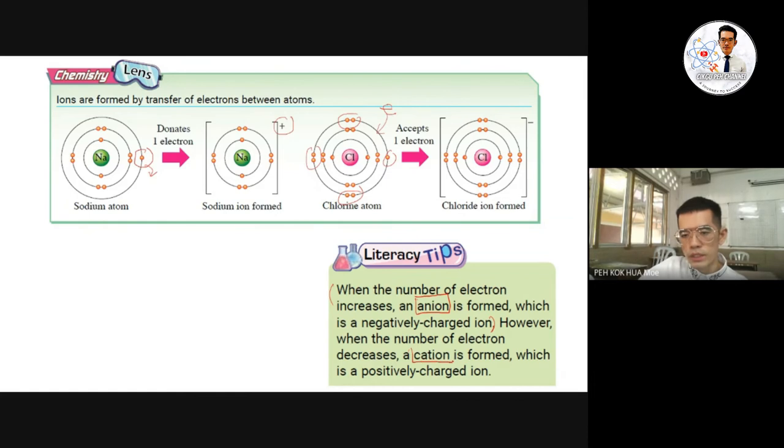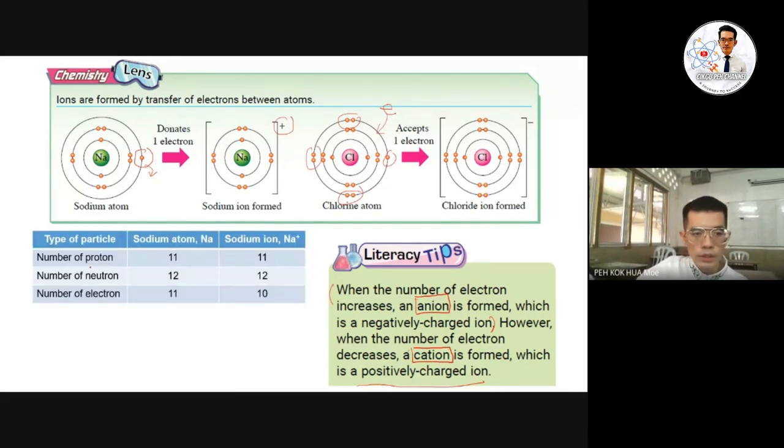So the cation is actually known as a positively charged ion. This is another name for negatively charged and positively charged ions. Here you can see the number of protons for sodium is 11, and the ion will also be the same, and the neutron number is also the same. The main difference here is the electron, from 11 to 10, because of the loss of one electron.